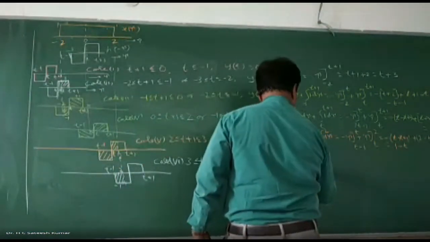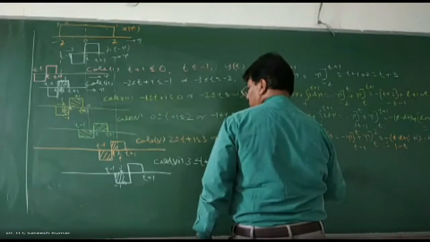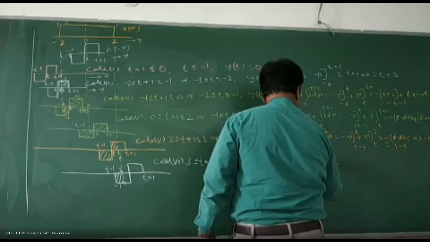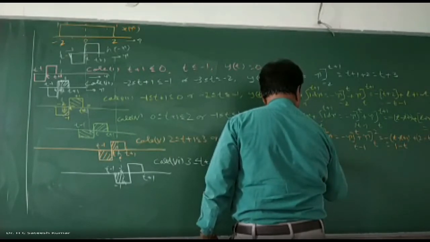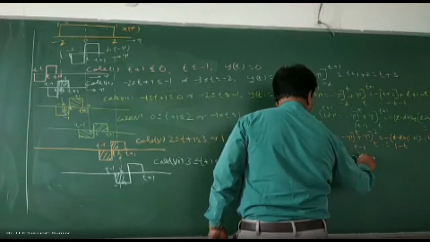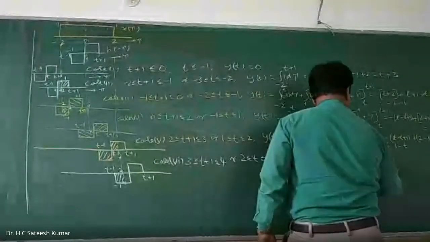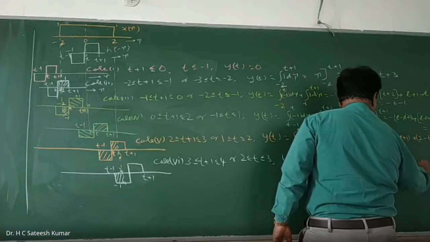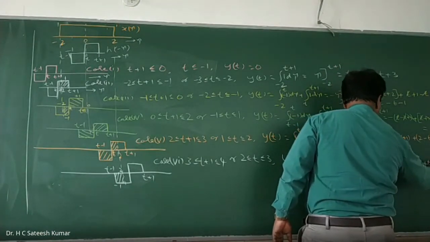T minus 1 to 2, what will you get? Minus d tau, minus 1 into d tau, which is equal to minus tau between the limits t minus 1 to 2, which is equal to minus of 2 minus t plus 1, which is equal to minus 3 plus t.